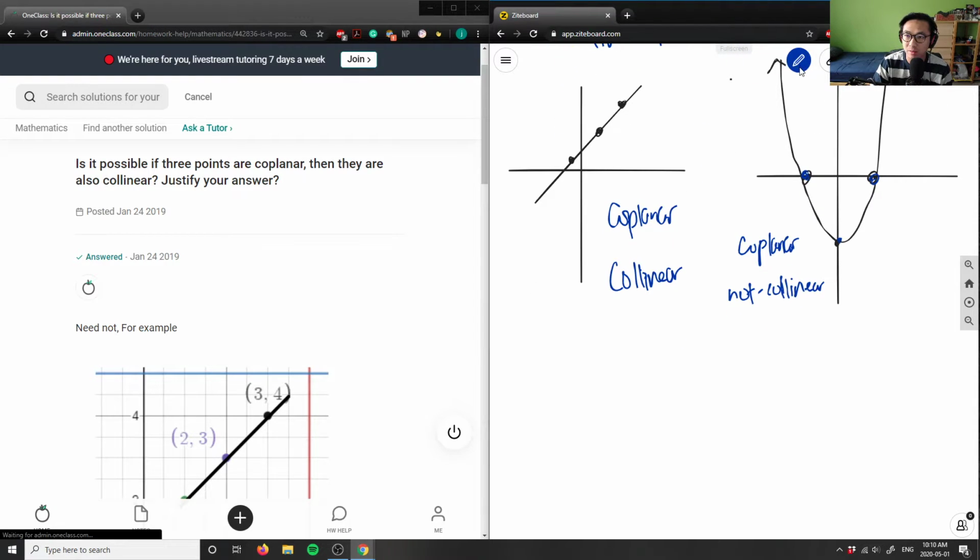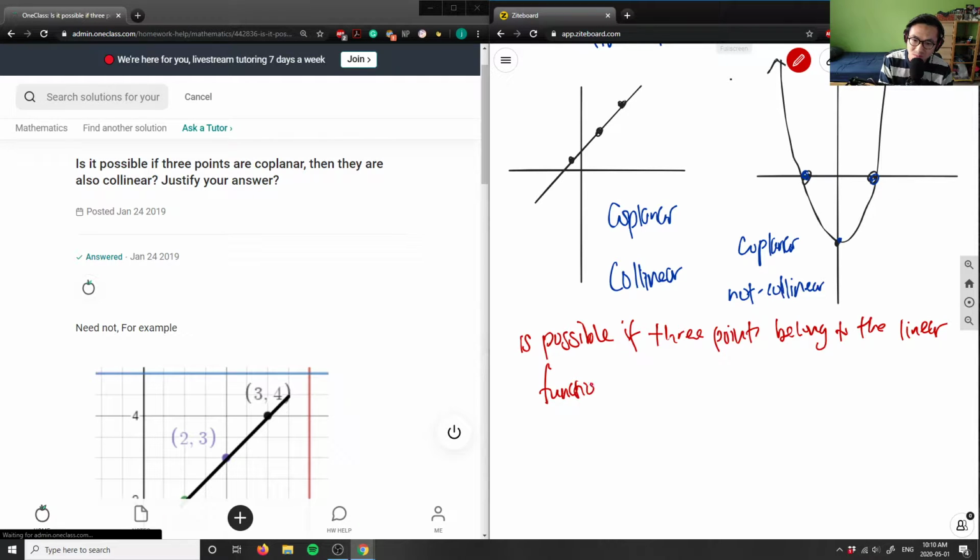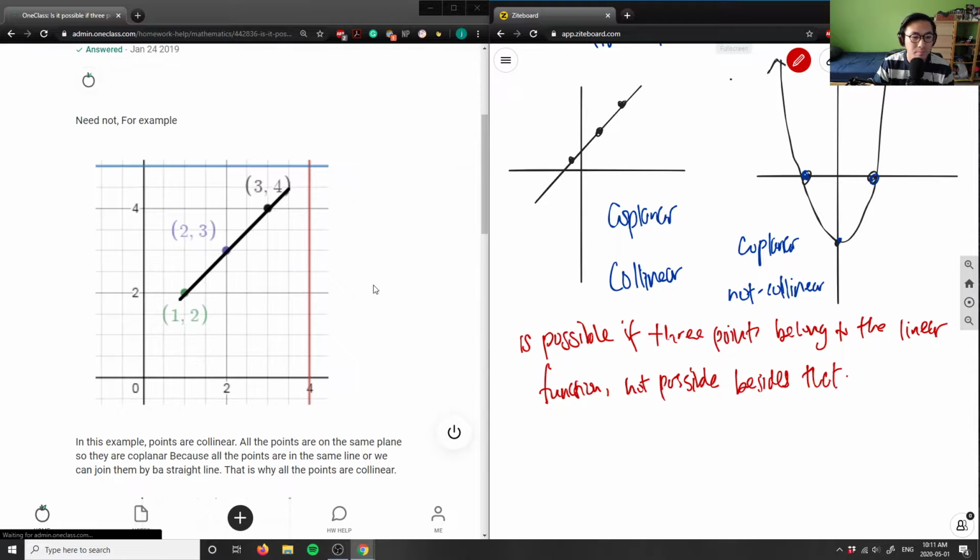So our answer here is that it is possible if 3 points belong to the line, the linear function. Not possible besides that. So that's kind of our answer here.